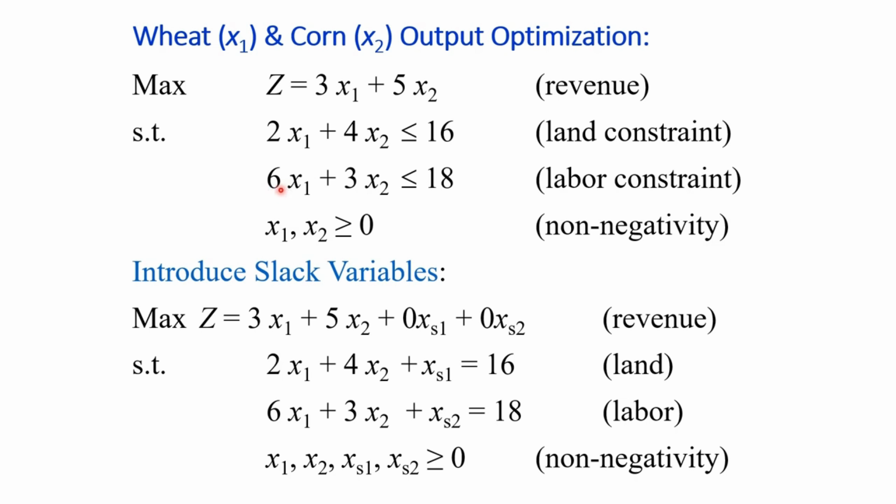And we have a labor constraint that says for each ton of wheat, we need 6 units of labor, and for each ton of corn, 3 units of labor, but we only have 18 units of labor total. And we have our non-negativity constraint as before. So we introduce slack variables. So in the first equation, we call that slack variable XS1, and in the second equation, the slack variable, we denote XS2. Notice that XS1 and XS2 enter the revenue function, but they have no value. So of course, they're not going to be picked in solving the problem. Again, we have this non-negativity constraint where XS1 and XS2 are also non-negative.